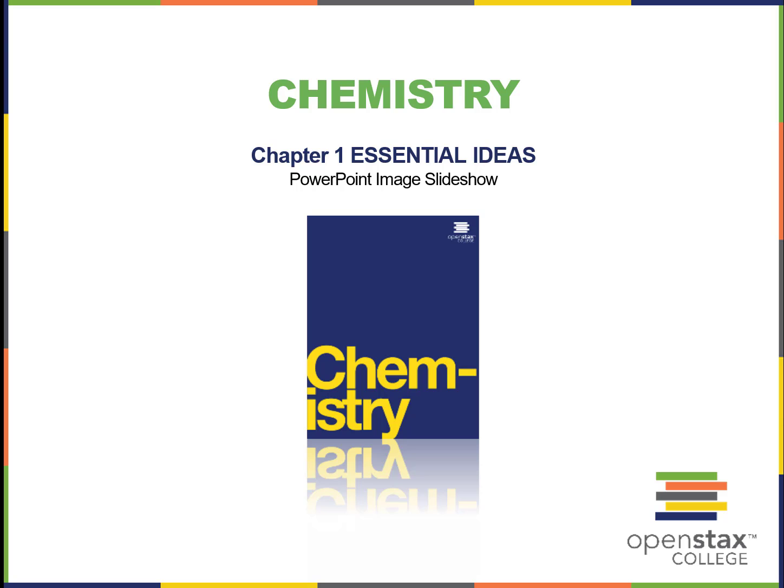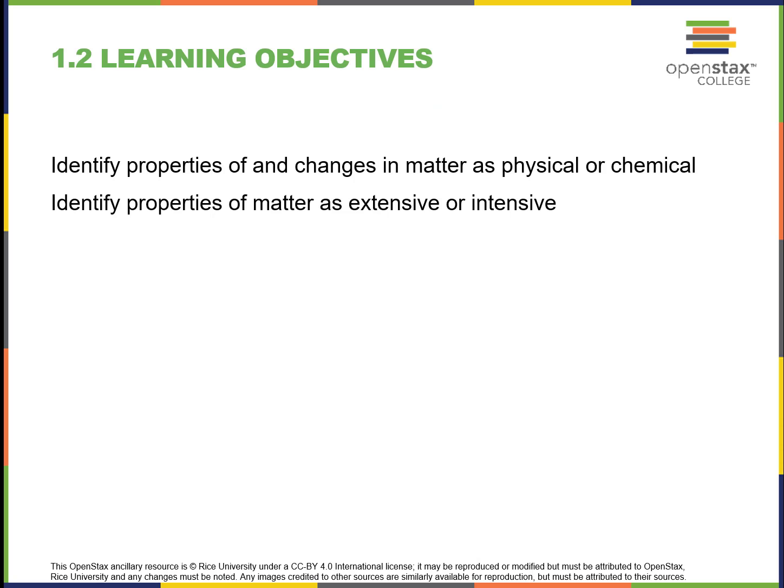Hello everyone. We are going to continue with section 1.3 on physical and chemical properties. These are the learning objectives for this section. Identify properties of and changes in matter as physical or chemical, and identify properties of matter as extensive or intensive. So let's get started.